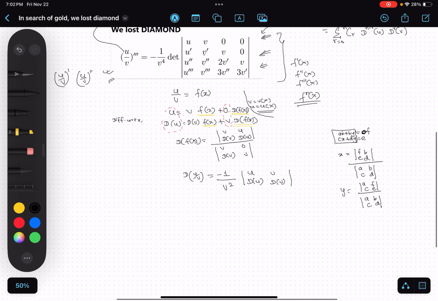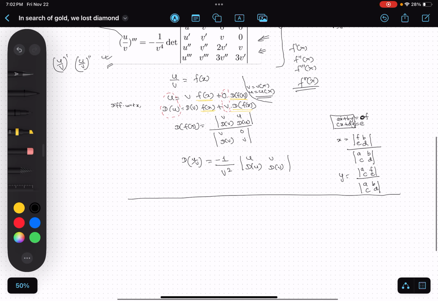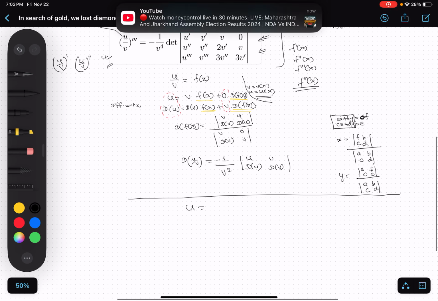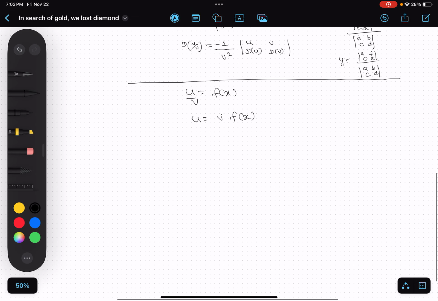Okay, so now I guess you get the feel of how we are doing it, and if you get the feel, you can just go on trying on your own. Now again, let us say that u by v is f of x, so that u equals v f of x. Now let's take the first derivative. If I use the product rule, d of u will be derivative of v times f of x plus v times derivative of f of x.